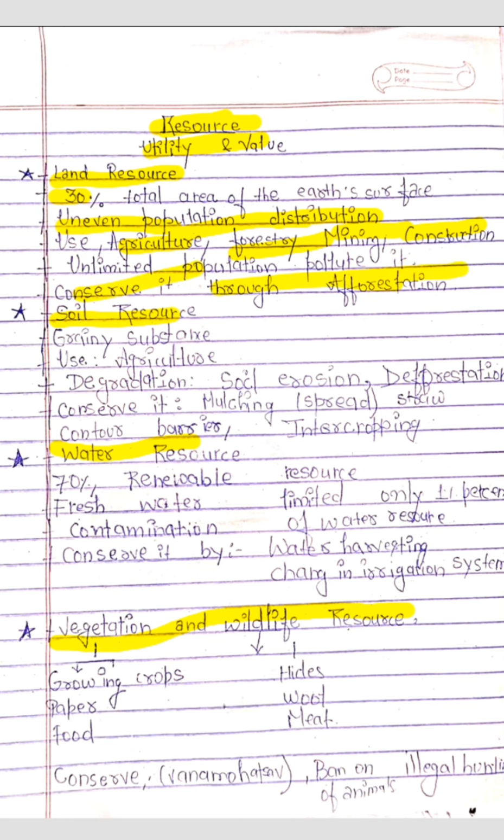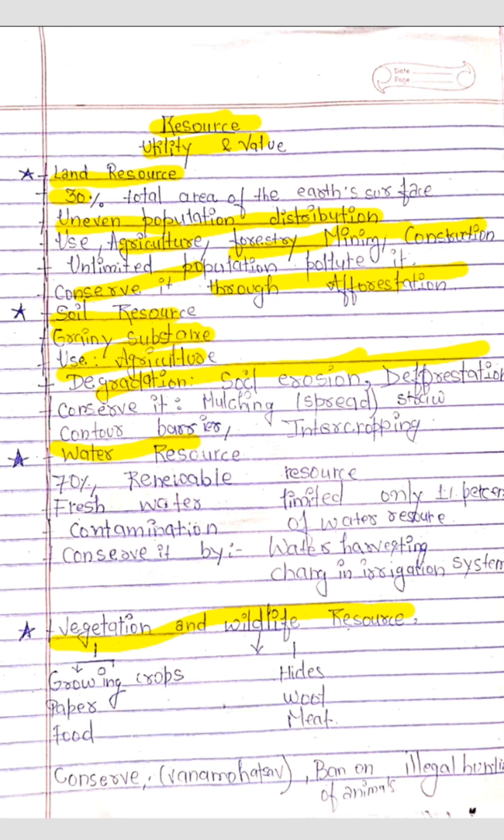Secondly, the soil resource. How is it a resource? As you understand, what is soil? Soil is formed by the process of weathering and is the grainy substance over the top surface. We use it mainly for agriculture, but nowadays it faces many problems like soil erosion and deforestation. So we need to conserve it by mulching.